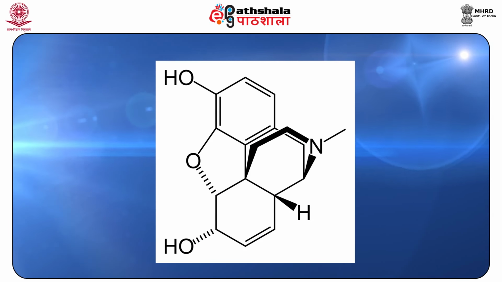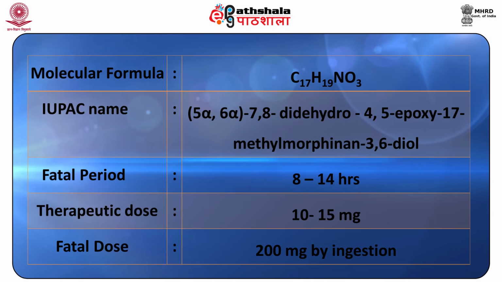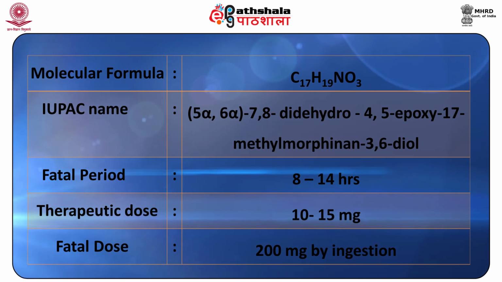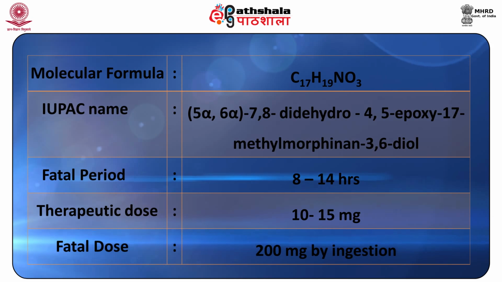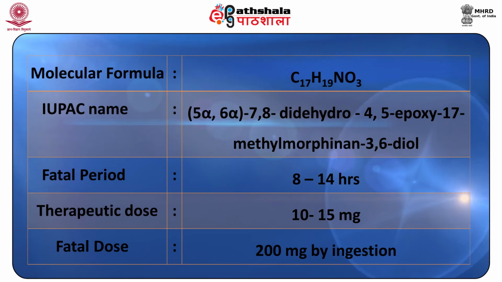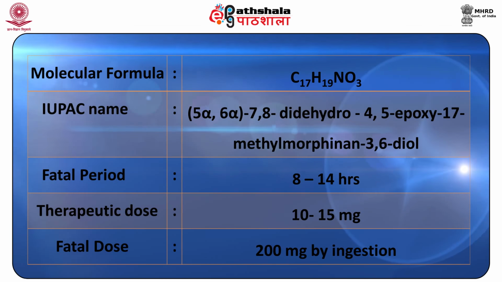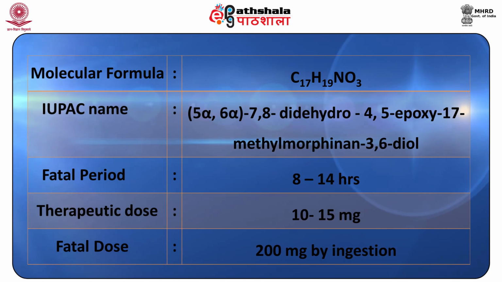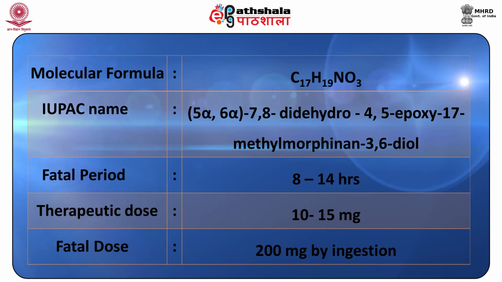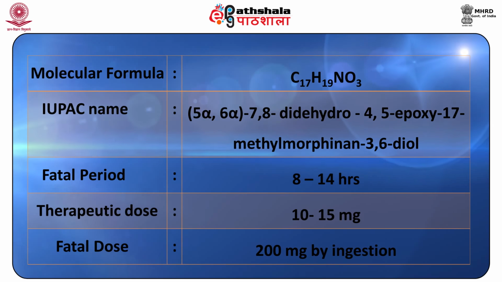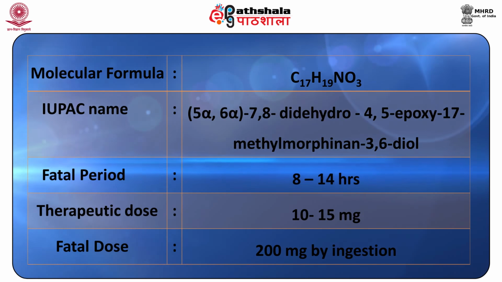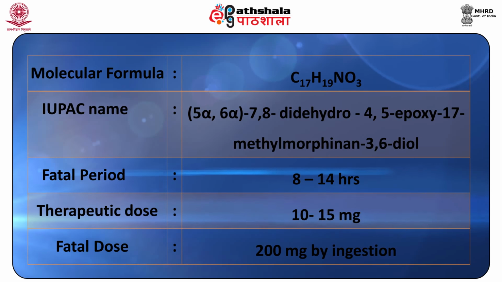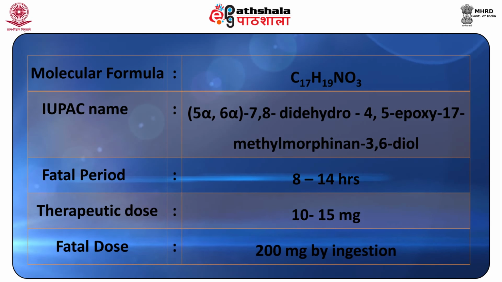You can see the structure of morphine. Its molecular formula is C17H19NO3. Its IUPAC name is 7,8-dehydro-4,5-epoxy-17-methylmorphinan-3,6-diol. Its fatal period is 8 to 14 hours. Its therapeutic dose is 10 to 15 mg. Its fatal dose is 200 mg by ingestion.